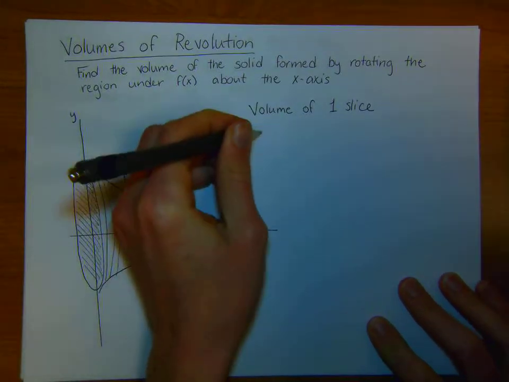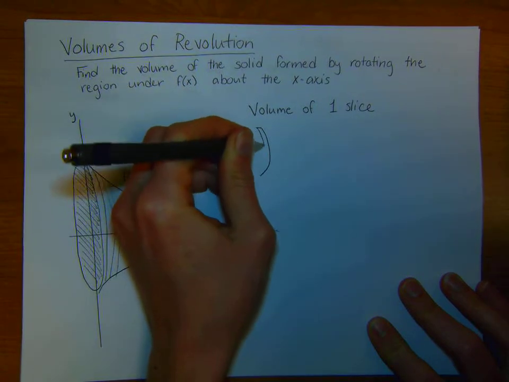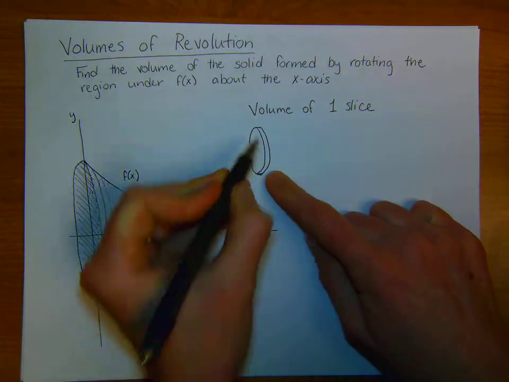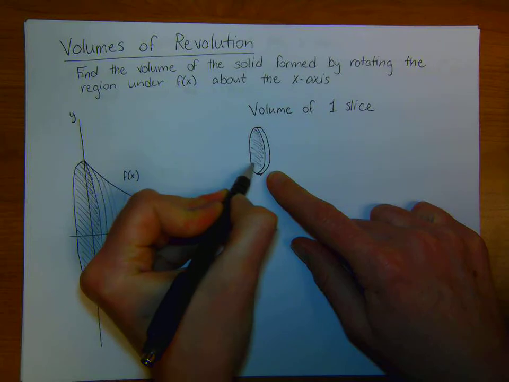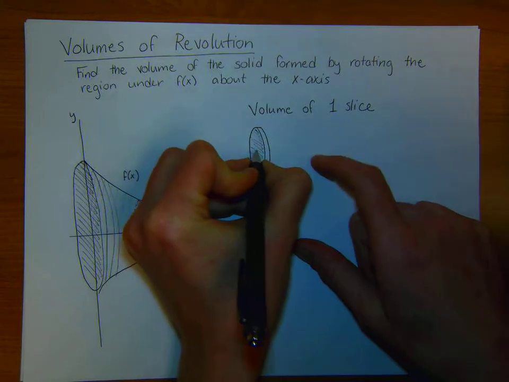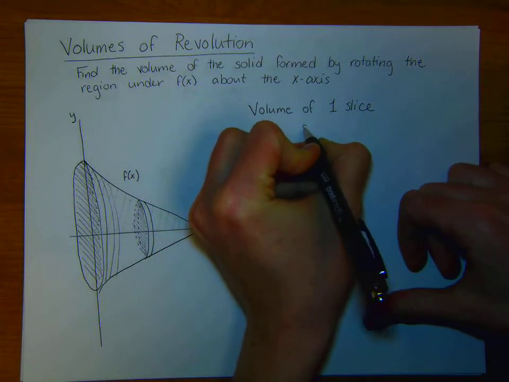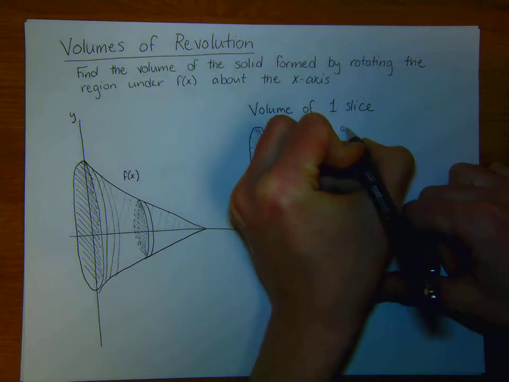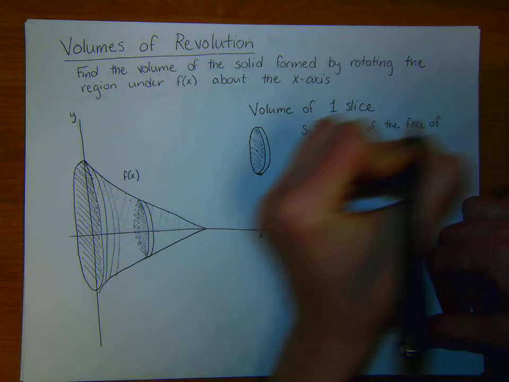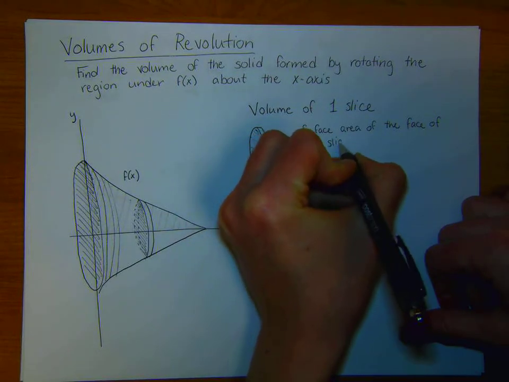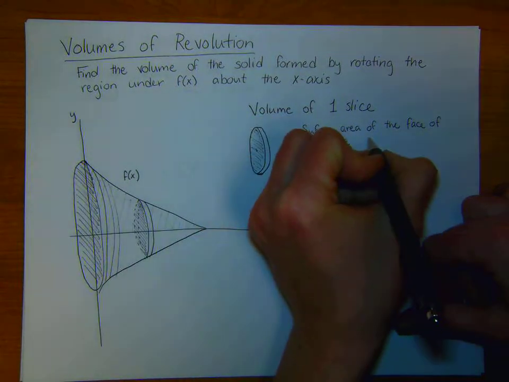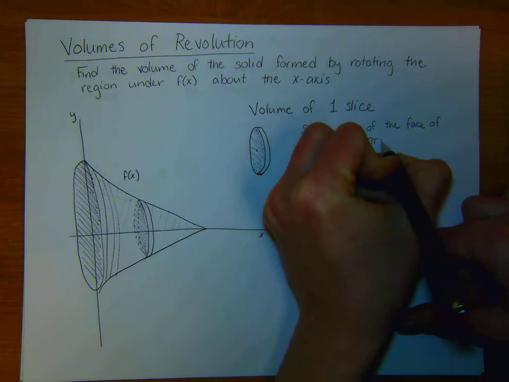So let's consider this slice right here. I've just sliced it. It looks something like this. Really, it looks like a coin, because we have this circular face and we also have some width right here. The face of the coin is a circle. And so that means that the surface area of the face of the slice is going to be the area of a circle, and the area of a circle is pi r squared.